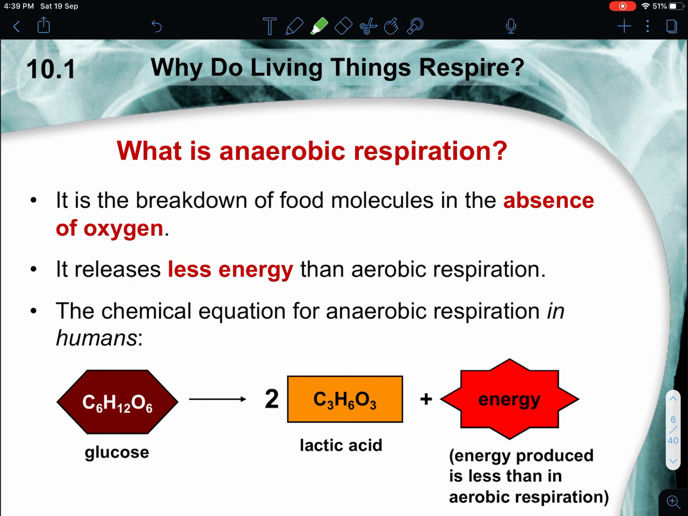What about anaerobic respiration? Anaerobic respiration is respiration in which oxygen is not involved. That means you do not need oxygen to create energy. But having said that, without oxygen, this reduces the efficiency of the process, in the sense that you are generating a lesser amount of energy. The chemical equation is that glucose forms lactic acid and energy. Just divide the molecule into two.